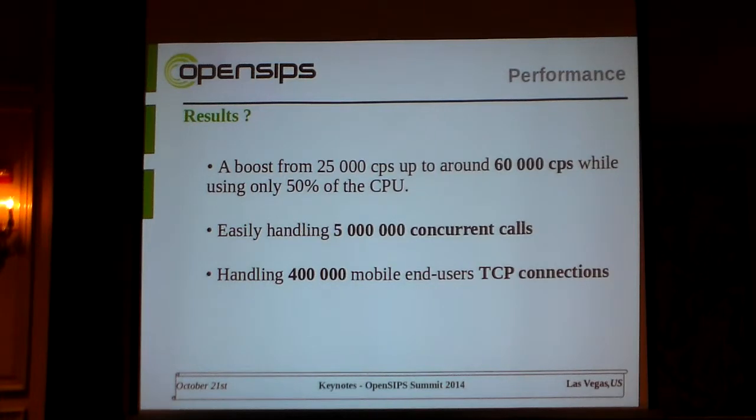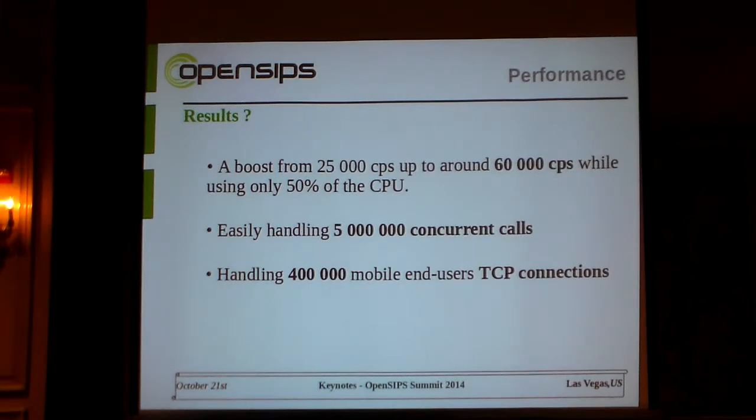What we were able to do before, like 25,000 calls per second, right now we got to 60,000 calls per second with a single OpenSIPS instance on an IBM server, and actually using just 50% of the CPU, because at that volume of traffic, you start hitting problems with network cards, bandwidth, and stuff like that. 60,000 calls per second, it's a huge amount of traffic. In terms of concurrent calls, you can go easily up to 5 million calls.